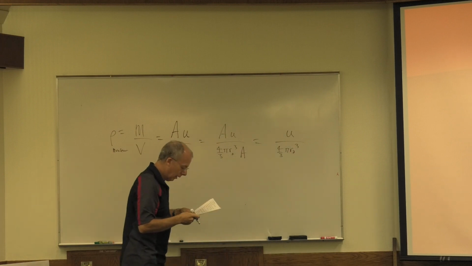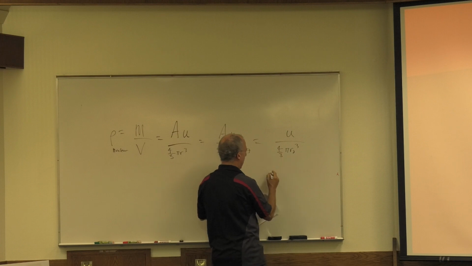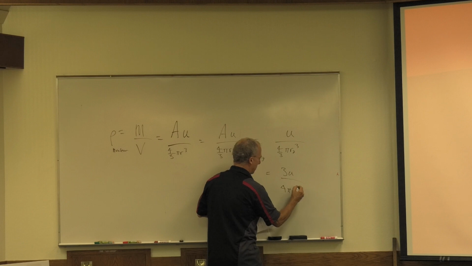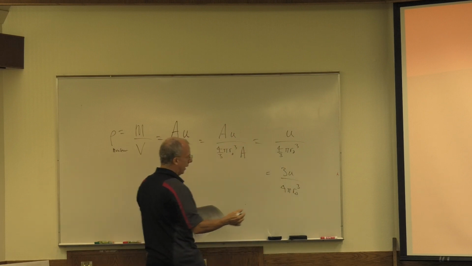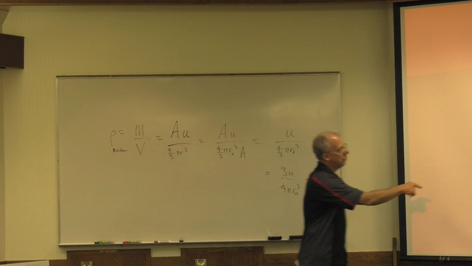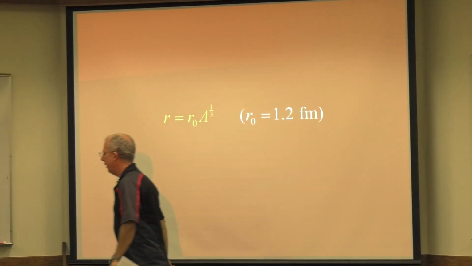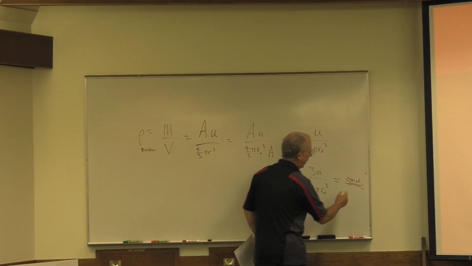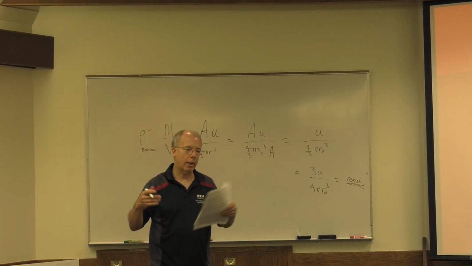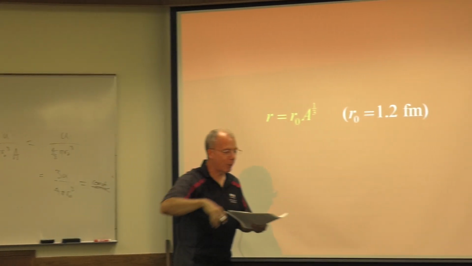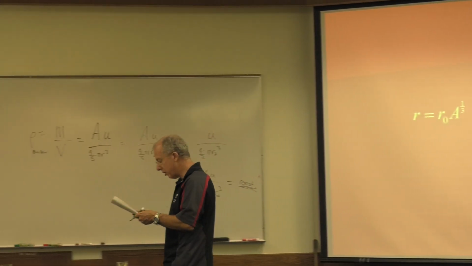Now, if you want to, you can write that as 3U over 4 pi R0 cubed. Okay, now wait a second. 3 is a constant, U is a constant, 4 is a constant, pi is a constant, R0 is just 1.2 Fermi, so that's a constant. So this is, guess what? Constant. So basically what we just proved is that I don't care what isotope you have, uranium, hydrogen, zirconium, technetium, whatever you want, the nuclear density is basically the same.